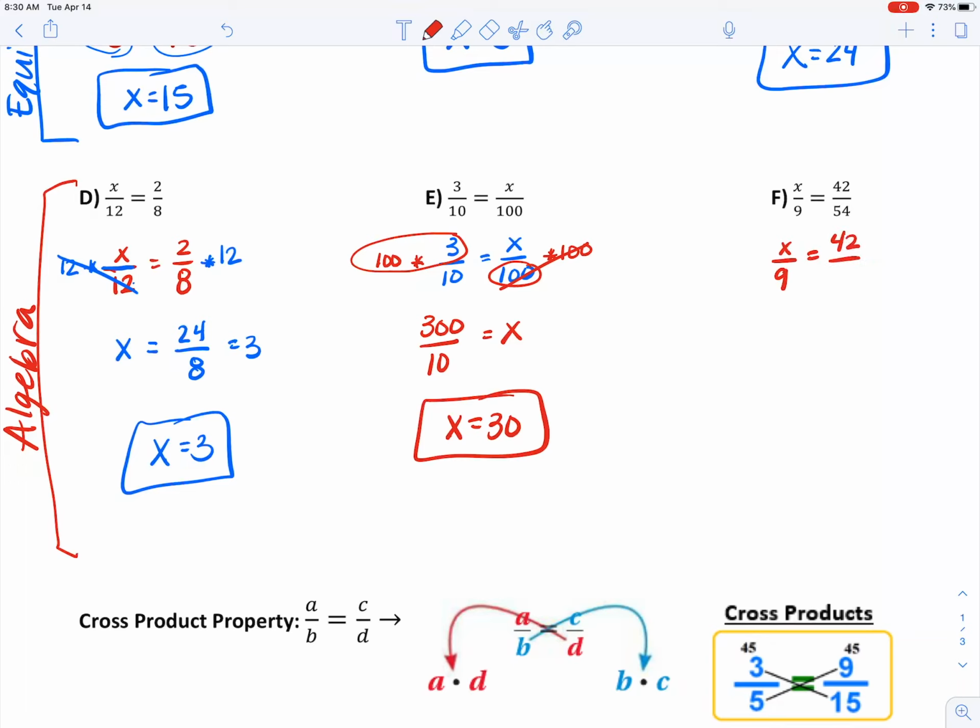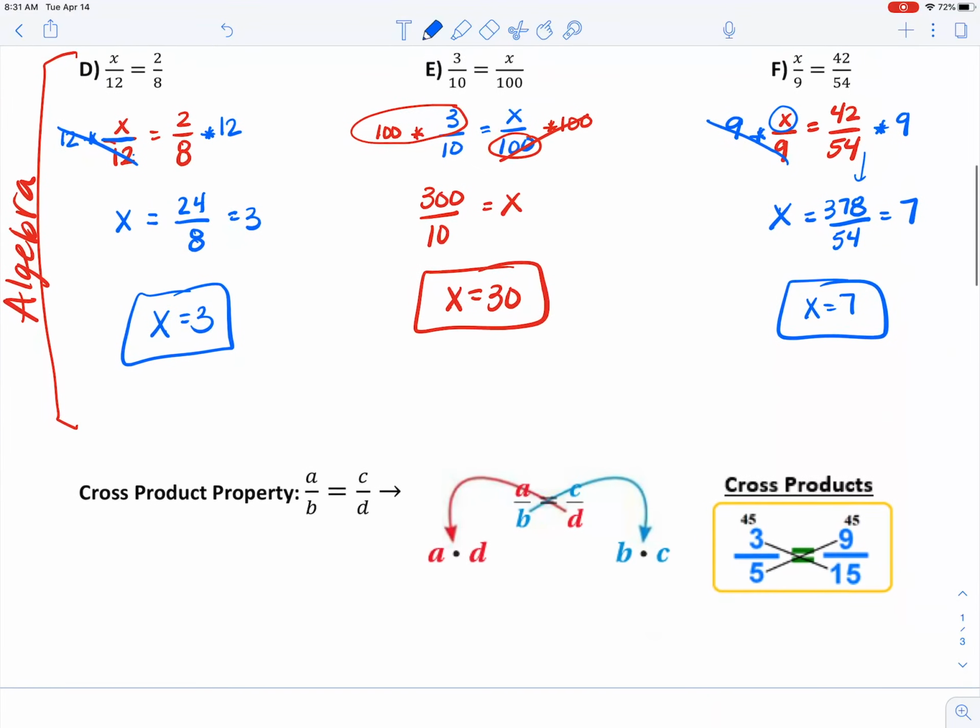Okay, letter F. I'm going to rewrite the problem. All right, now what is the opposite? Because here's my variable, the x. What is the opposite of divide by 9? Times by 9. So I do that to both sides. That cancels out those 9s there. So all that's left on the left side is x. 42 times 9 is 378. You can use a calculator for that. And then I just write over the 54. So I just bring that 54 down on the bottom. All right, and use a calculator. 378 divided by 54 is the number 7. So x equals 7.